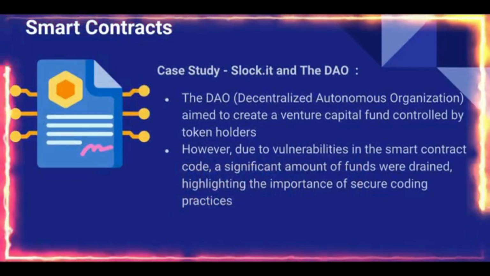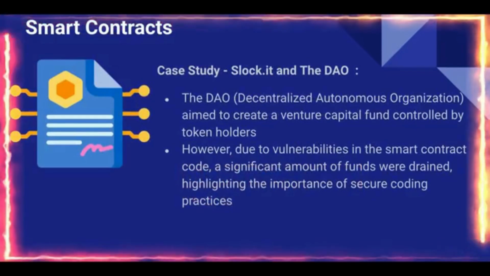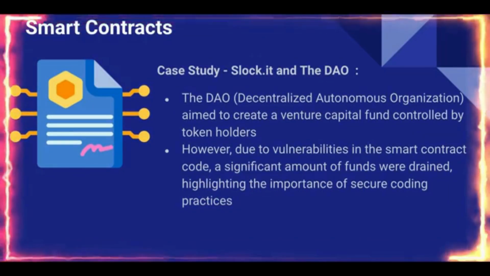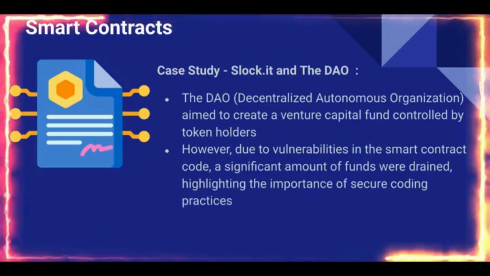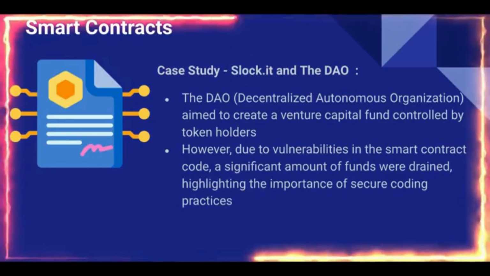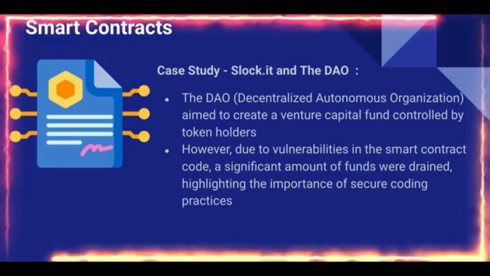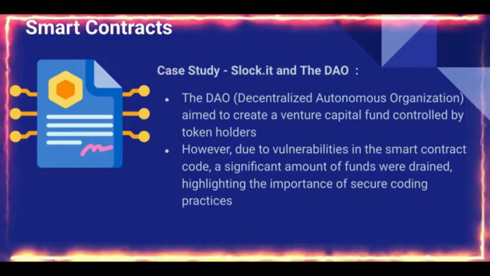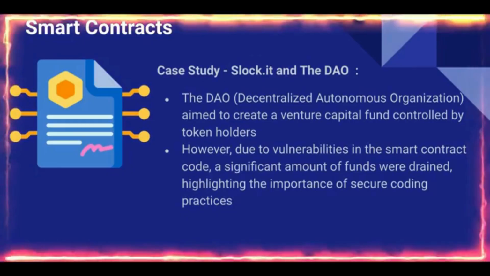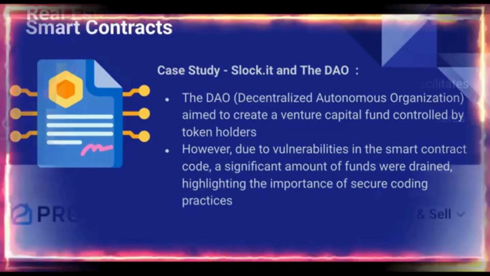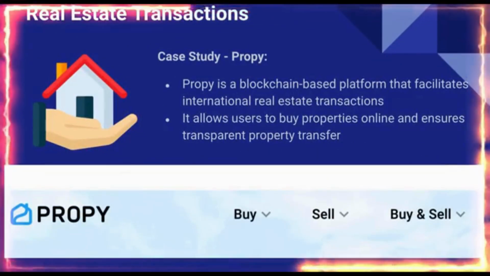Smart contracts. Blockchain-based smart contracts enable self-executing agreements with predefined conditions, automating processes and reducing the need for intermediaries. Case study: Slock.it and the DAO, Decentralized Autonomous Organization, aimed to create a venture capital fund controlled by token holders. However, due to vulnerabilities in the smart contract code, a significant amount of funds were drained, highlighting the importance of secure coding practices.